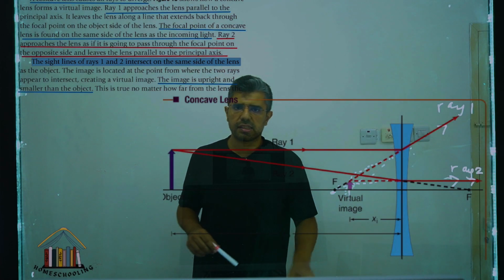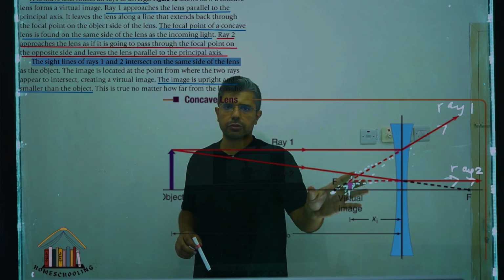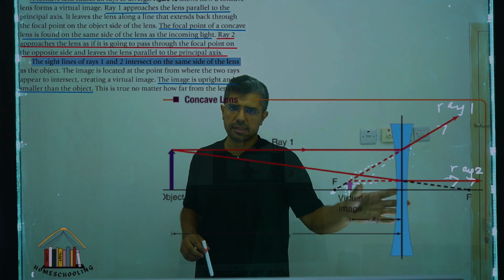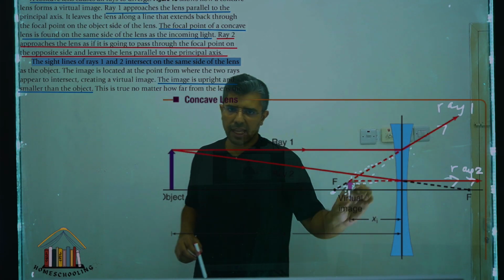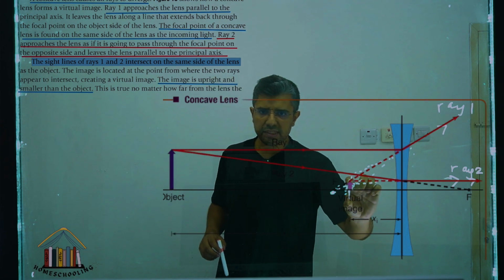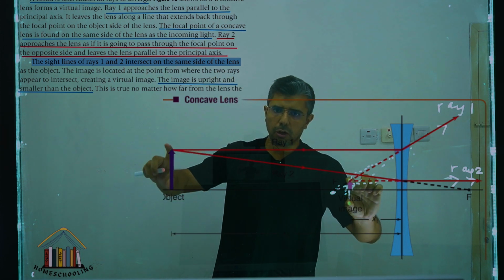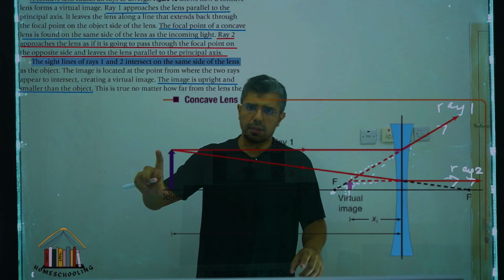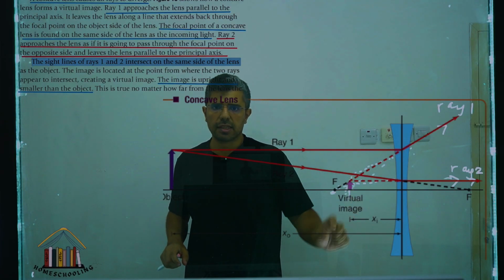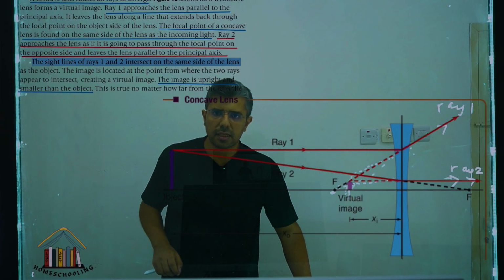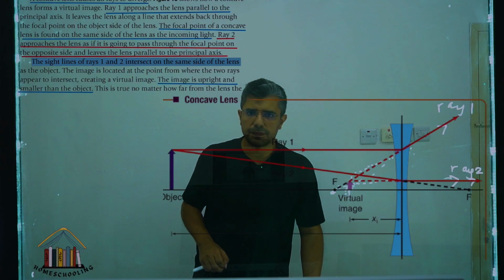Of course, it's a virtual image. It's a virtual image because it's before the lens. So it's virtual, and as you notice, it's way smaller when compared to the object. The object is a big size, whereas the image is a small size.